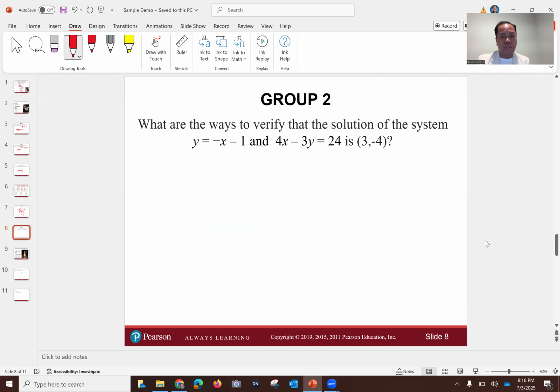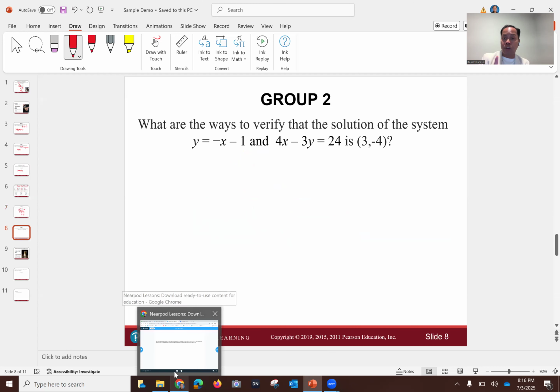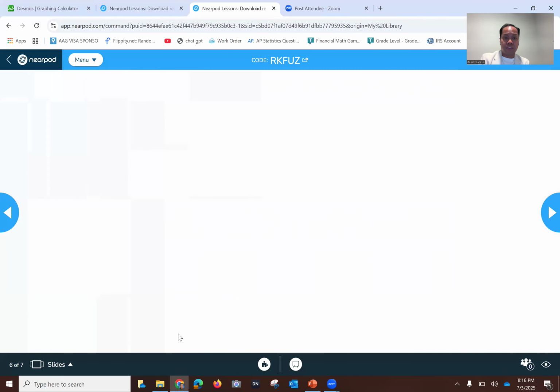What are the ways to verify that the solution to the system y is equal to negative x minus 1 and 4x minus 3y is equal to 24 is (3, negative 4)? In other words, how do we verify their intersecting lines intersect at (3, negative 4)? So they put there, graph them in Desmos. That's actually the easiest way to do it. And then see if they intersect at (3, negative 4). Or we can substitute the values of x and y to see if they satisfy the given system.